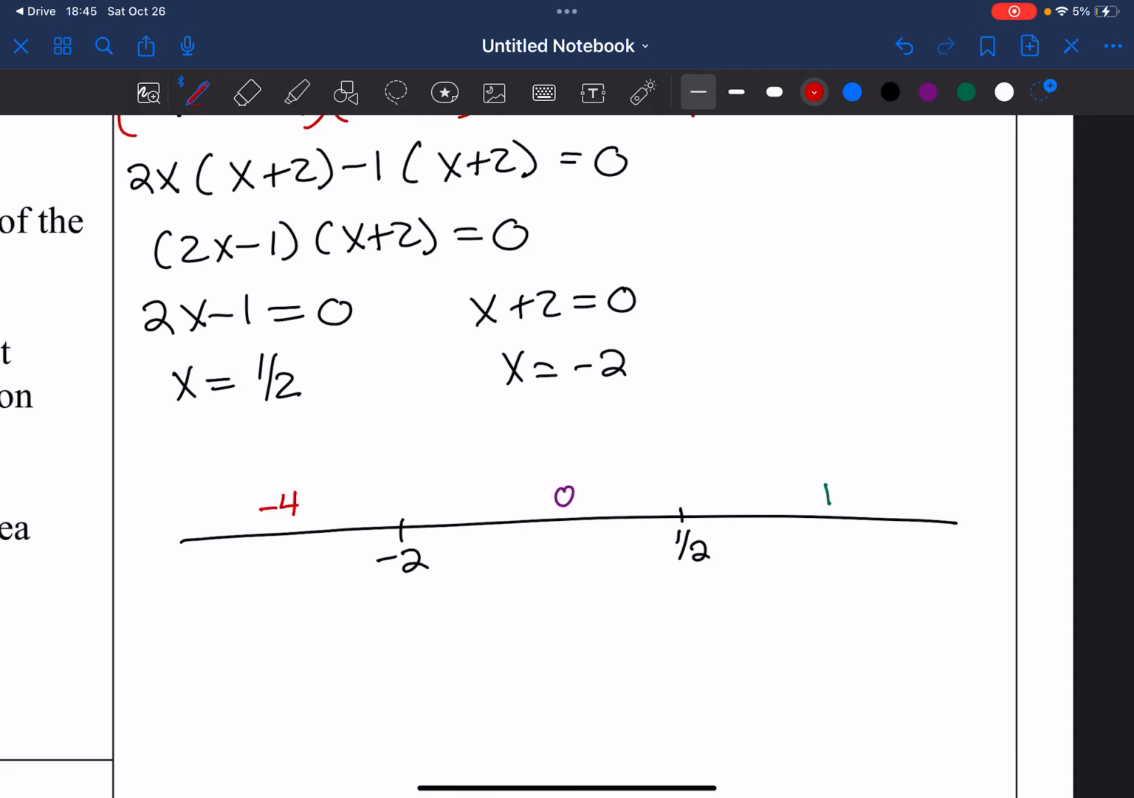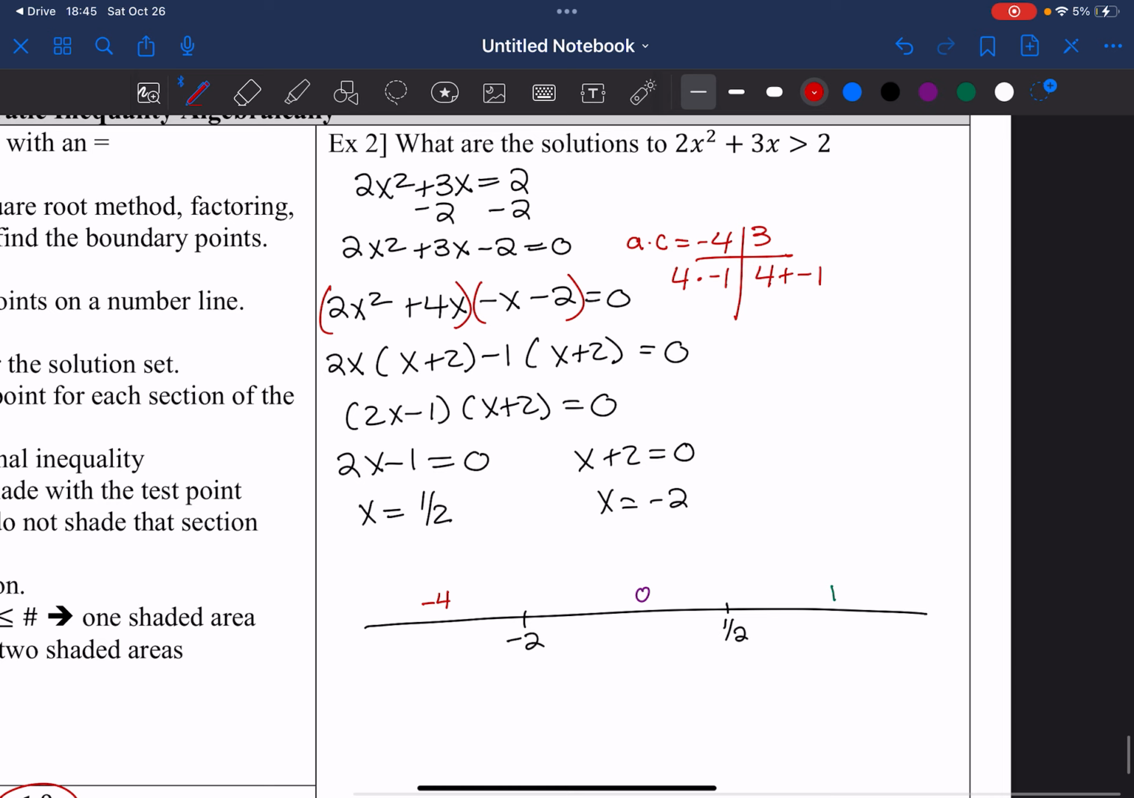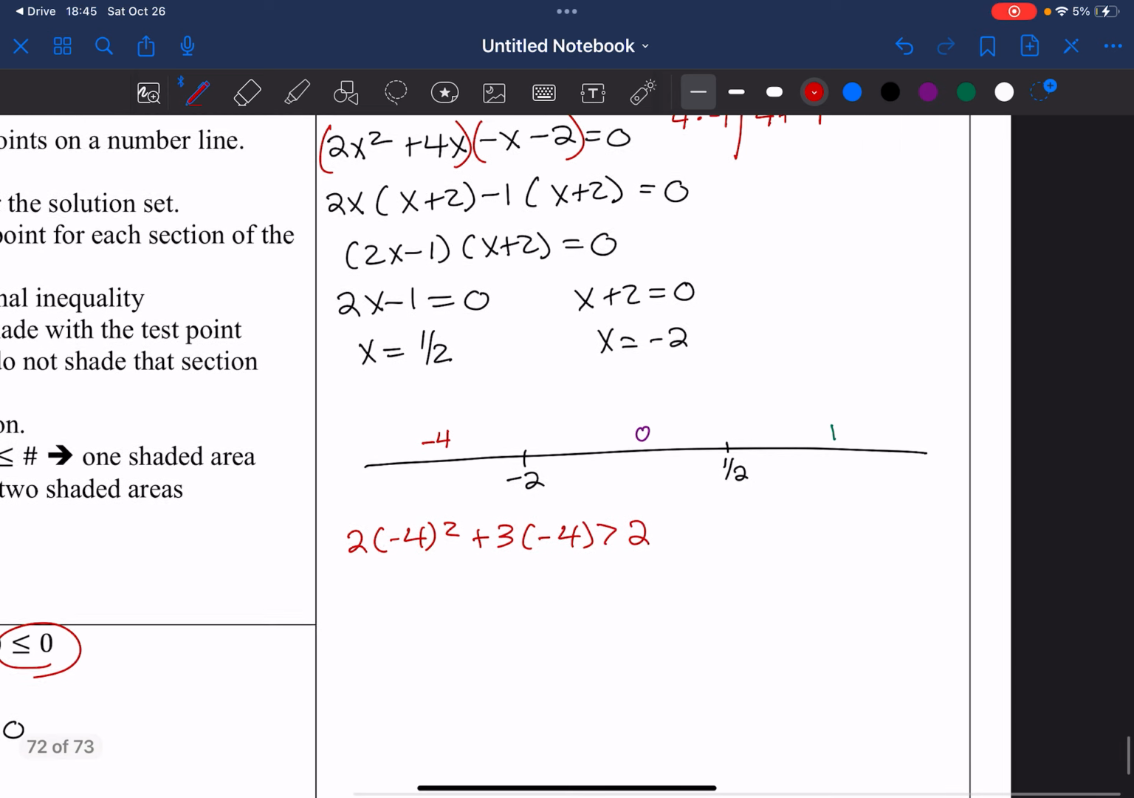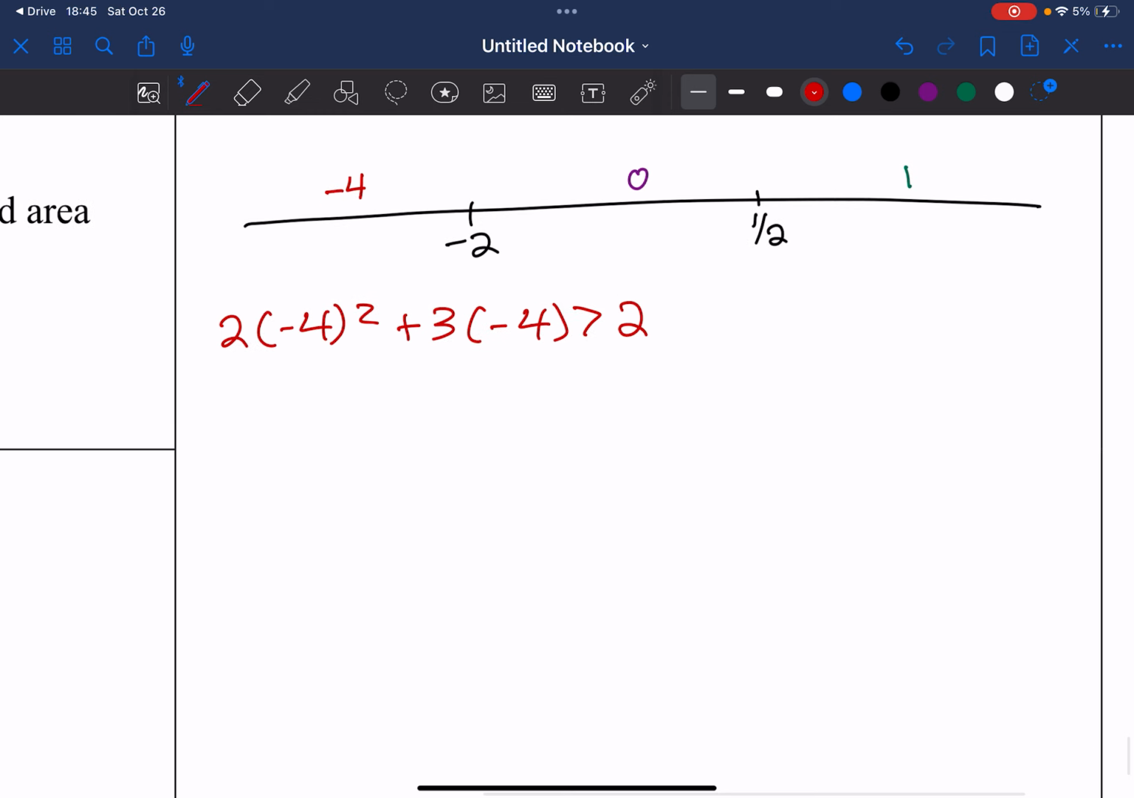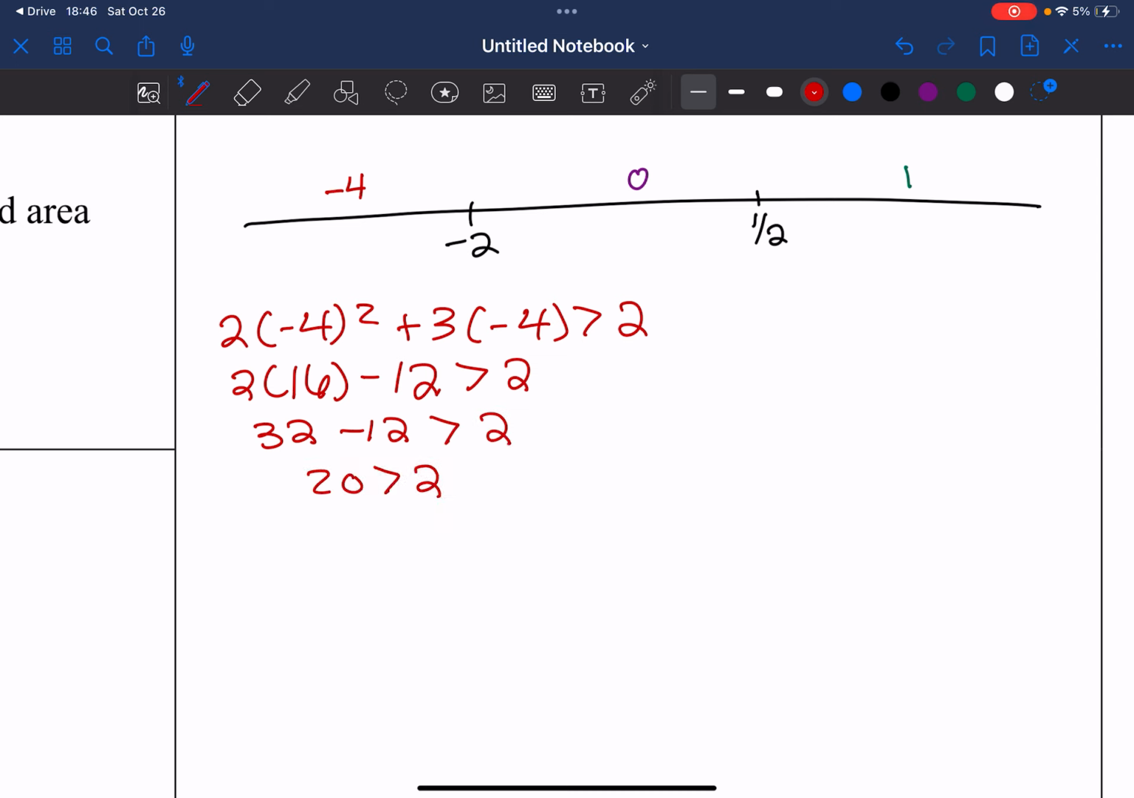Okay, so starting with -4, we're going to plug it back into our original inequality. So I have 2 times -4 squared plus 3 times -4 is greater than 2. So I have to see if I get a true or false statement. So -4 squared is 16, so I have 2 times 16. And then 3 times -4 is -12, is greater than 2. 2 times 16 is 32. 32 minus 12 greater than 2 gives me 20 greater than 2. This is true, so I'm going to shade this section here.